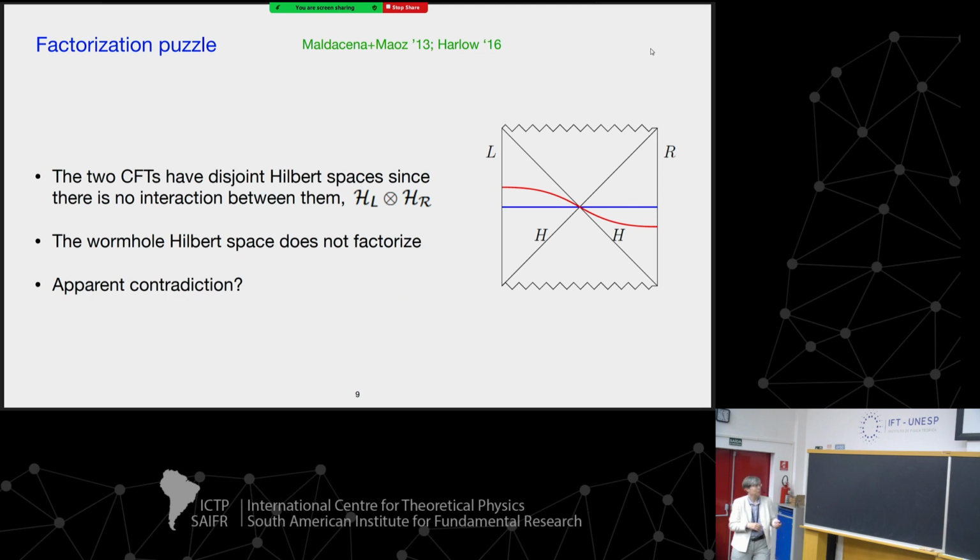Okay, so let me also briefly explain this factorization puzzle. The two CFTs have disjoint Hilbert spaces since there is no interaction between them, and so you should have such a product structure for the Hilbert space. But on the other hand, the wormhole Hilbert space, so this is just one wormhole, has one Hilbert space, and there's no obvious reason why this should factorize.